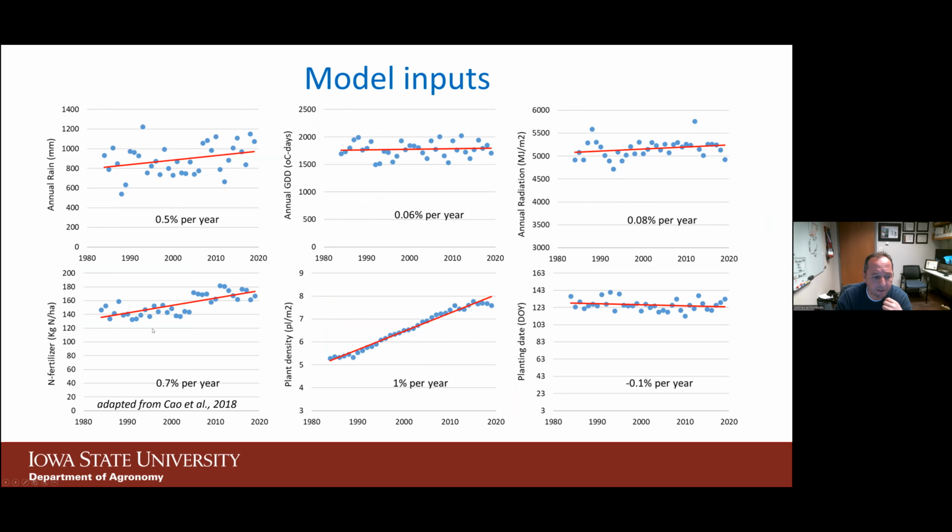For fertilizer, we use inside the model data from Crystal's previous work with some changes that we made. And what we get into the model, this is a very important input, is that it has increased the nitrogen rate by 0.7% per year. Plant density is going up, planting date is going a little bit down. So this is the first set of inputs.